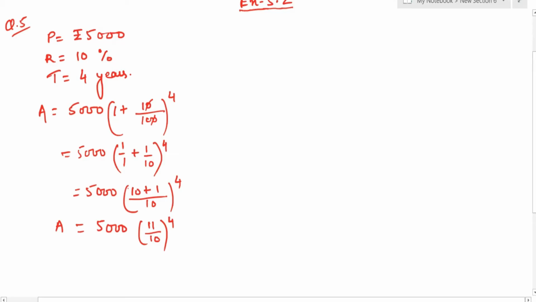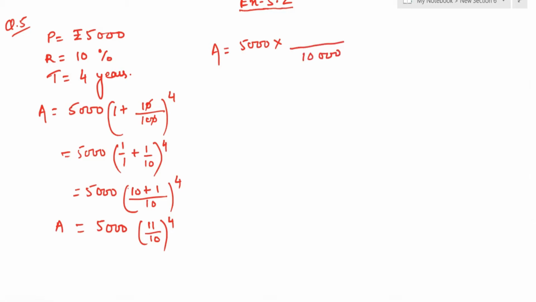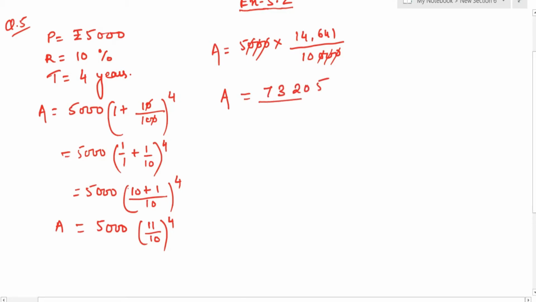On doing this, we will be getting the amount, that is A equals 5000 into, now 10 to the power 4 will be 10,000 and 11 into 11 into 11 into 11, that is 14,641. So we will write down 14,641, we are getting it when we multiply 11 four times. Now the 0s will get cancelled with each other. On final solving, we will be having 5 into 14,641, that is 73,205. Now when we divide it by 10, we will get exactly one place of decimal, that is 7,320.5, that means 50 paise.